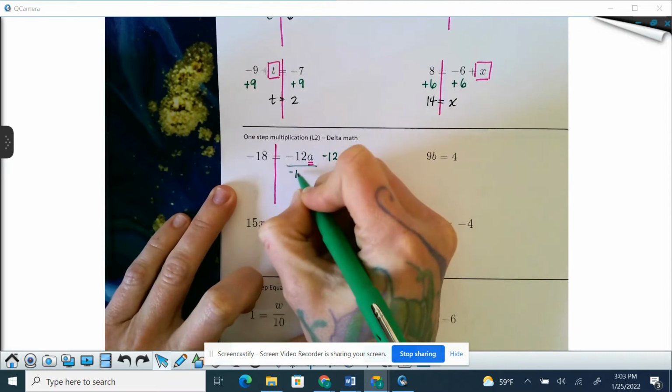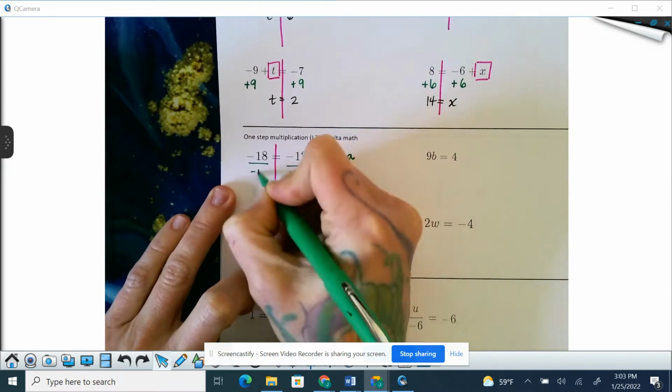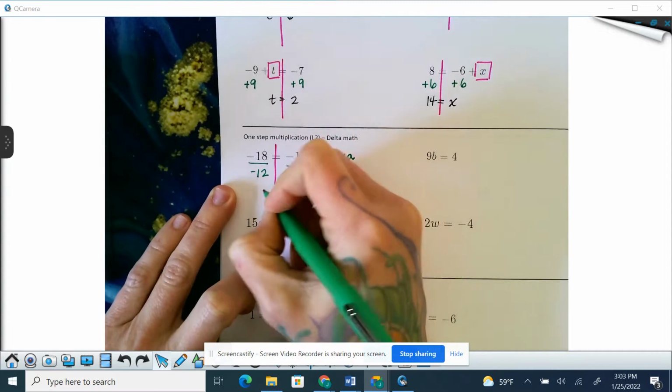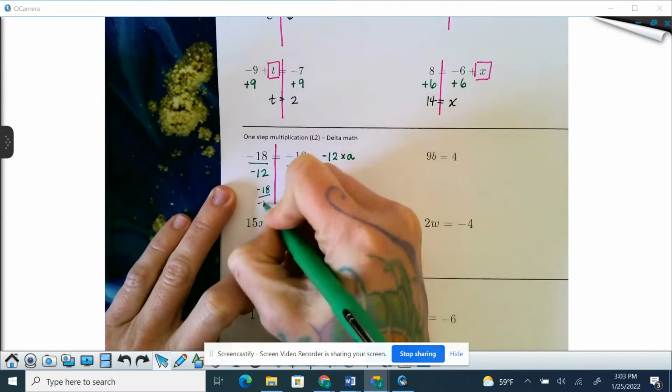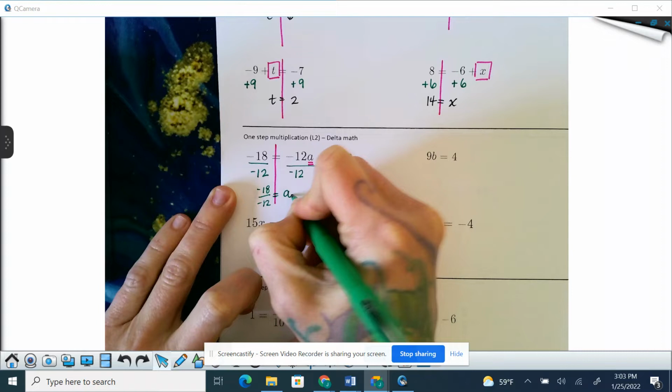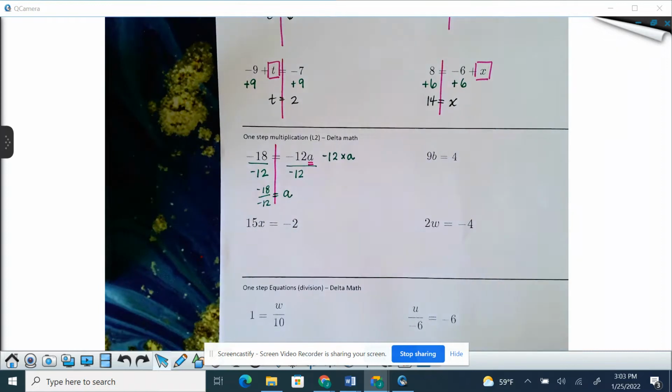So we're going to divide both sides by negative 12. Now, negative 18 over negative 12 is going to give me a decimal. I don't want us to necessarily do decimals. I want us at this point to practice simplifying fractions, so reducing.